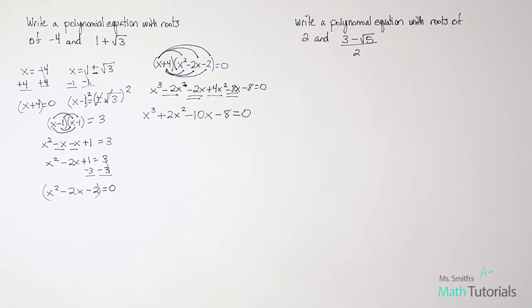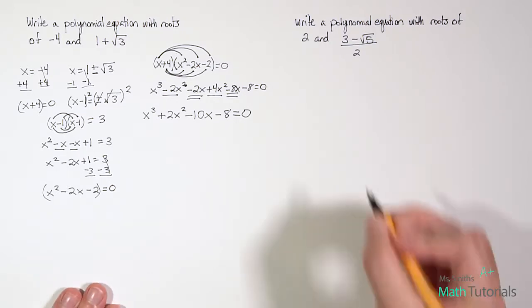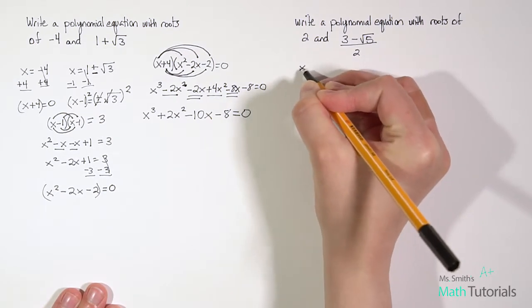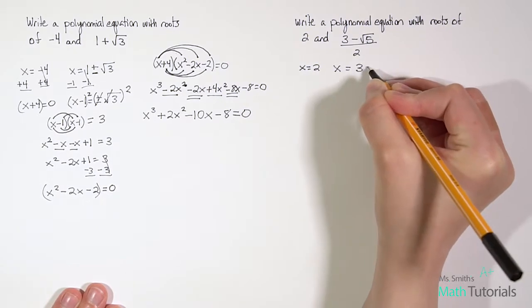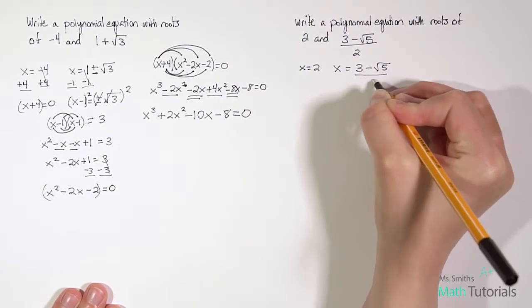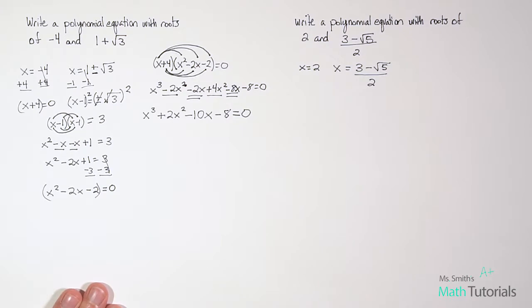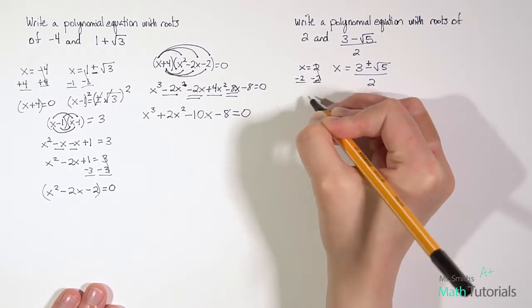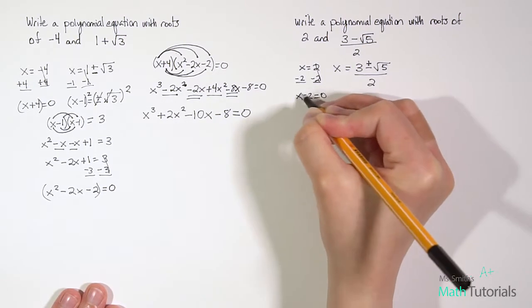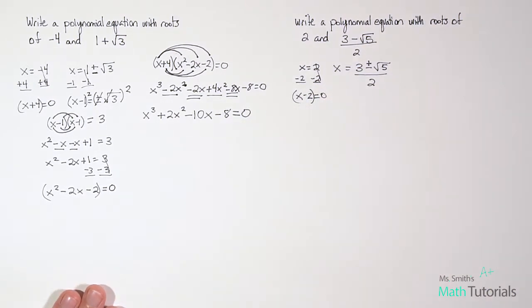Okay, one final one to do together. So it says to write a polynomial equation with roots of 2 and 3 minus square root of 5 divided by 2. So we've got x equals 2, and we've got x equals 3 minus square root of 5 over 2. But remember, if it is a radical, we need to include both the plus and minus. Let's just do this easy one first. So we want to subtract 2, and we get x minus 2 equals 0. That's our first factor. That one was pretty easy.